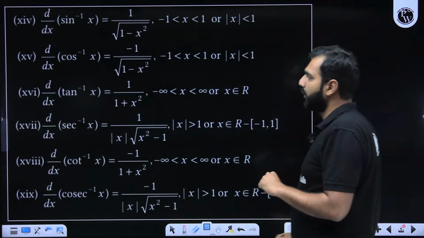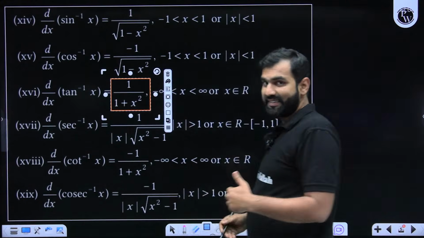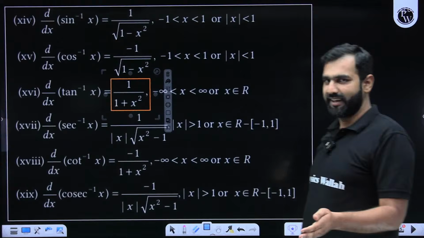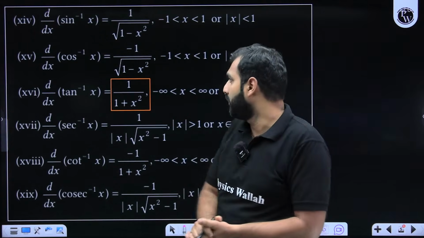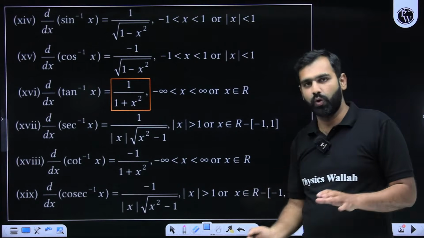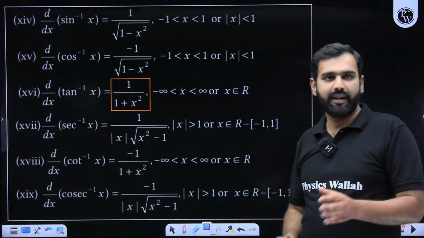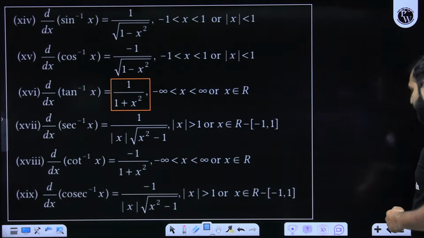Similarly, when you talk about the expression 1 upon 1 plus x square, we know its integration is always tan inverse x. So yes, the derivative of tan inverse x will be 1 upon 1 plus x square. Moving ahead, a few more formulae are there. I hope you can see them and understand. And with that, we can move towards the next part.